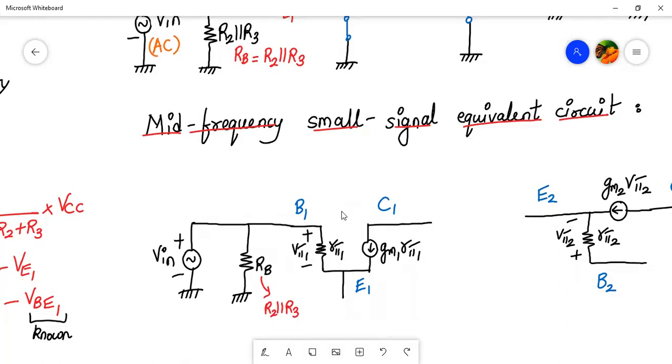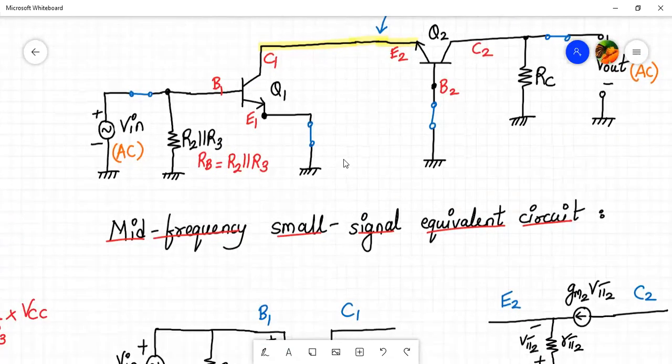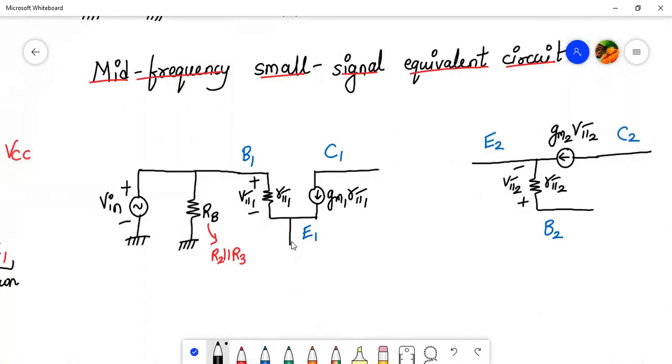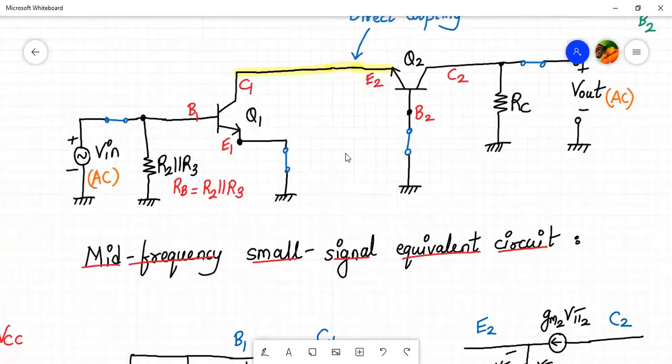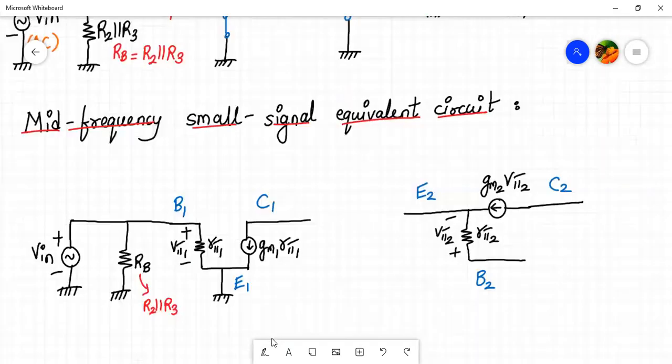Now let's check what is at the emitter 1. So from here, straight away from the AC equivalent circuit, emitter is grounded. So let's ground the emitter 1 terminal. So emitter 1 terminal is grounded. Now, collector 1 and emitter 2, let's see now what is connected. Directly connected. No other thing is connected. Directly, collector 1 and emitter 2 are tied together. So let us do that over here also.